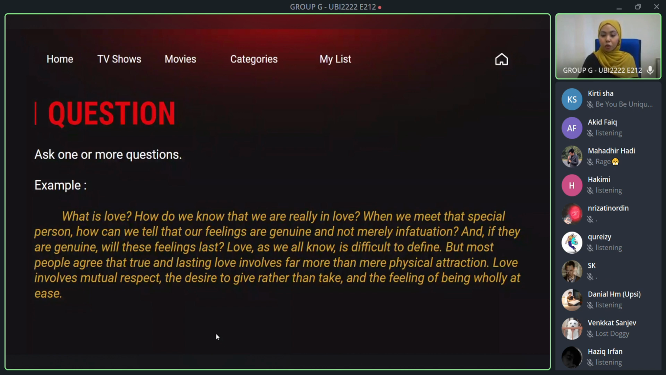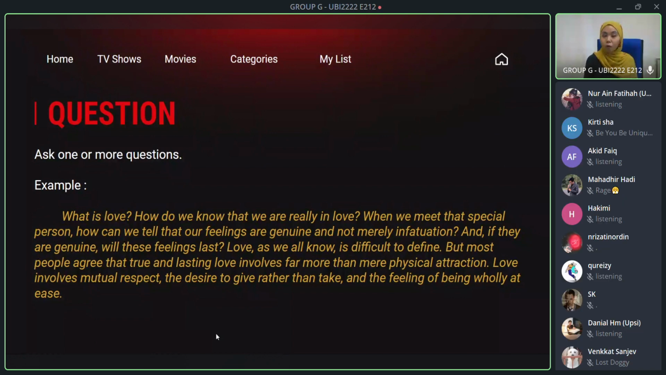What is love? So when you first read, you know that perhaps this essay is going to be talking about the definition. It's going to discuss more about what exactly love is about. How do we know that we are really in love? The second question. So this series of short questions provokes the thoughts in the reader's mind. So they would want more.